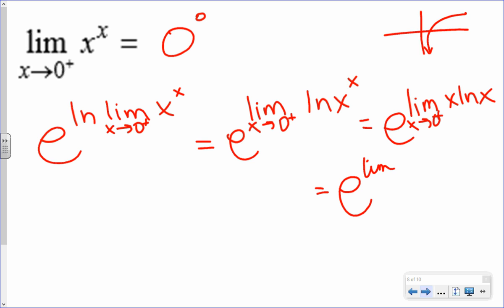Natural log graph looks like this. Okay, so we would have to write this as the natural log of x over x to the negative first. That is how we would make that a fraction. It is okay to forge negative powers as long as it creates a fraction for L'Hopital's rule. Does that make sense?